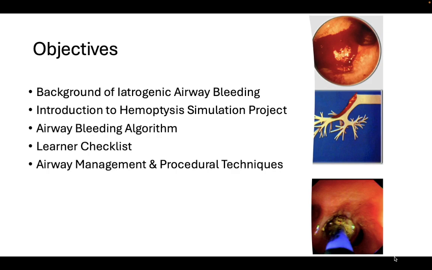The objectives of this project are to understand the background of iatrogenic airway bleeding, to provide an introduction to the Hemoptysis Simulation Project, to introduce an airway bleeding algorithm, as well as a learner checklist, and to review airway management and procedural techniques in bronchoscopy-related massive hemoptysis.